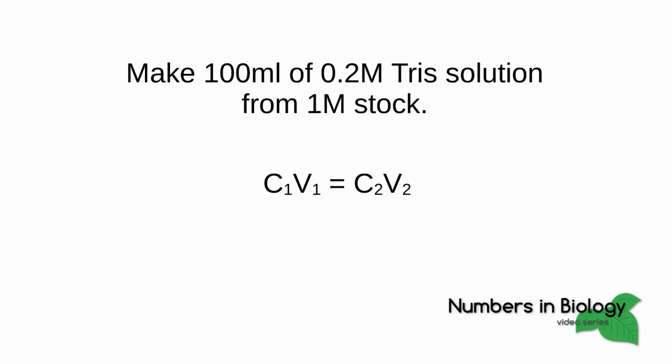I think what might be helpful is to turn these numbers that you see here into something that might be a little bit more useful. The way that I learned this formula initially was CI VI equals CF VF, where I is equal to initial and F is equal to final. And so if we apply this formula, it might be more helpful.